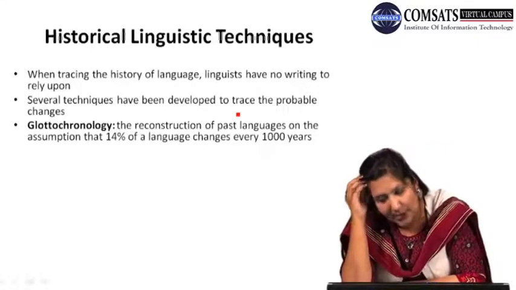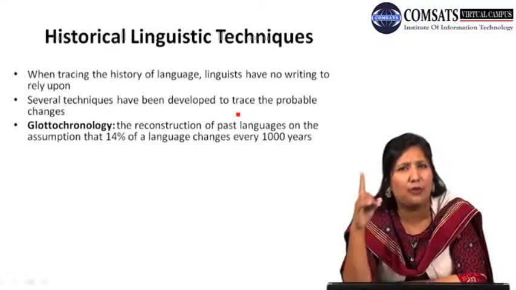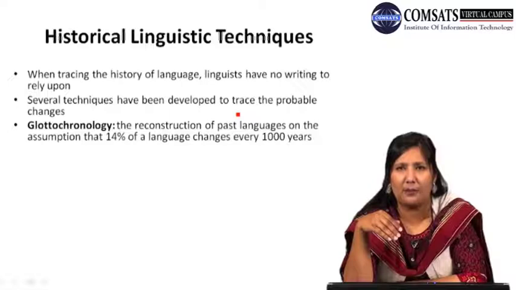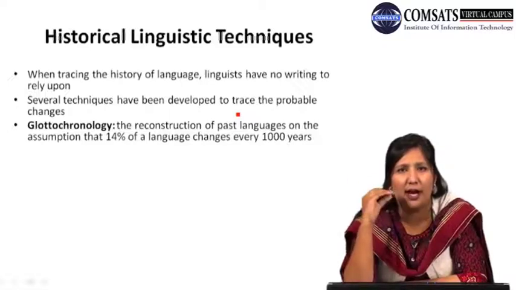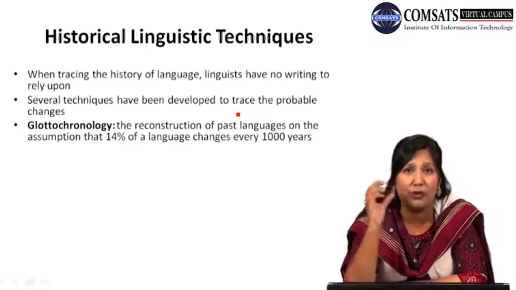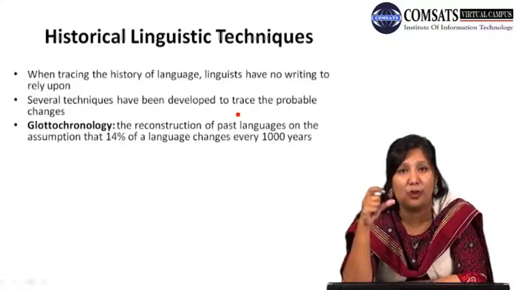A good example would be Shakespearean language. There was a language of 1564 to 1616, that is Shakespeare's era. And what is it right now? We are living in 2012. Count the years. Does it make 1,000 years? If it makes 1,000 years, then definitely there would have been a change of at least 14% in the language of Shakespeare, because this is actually proven through research, and this is what glottochronology says.